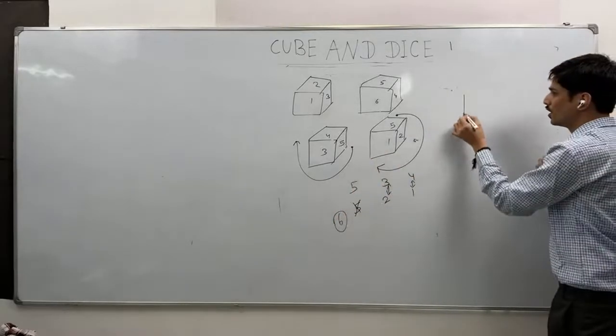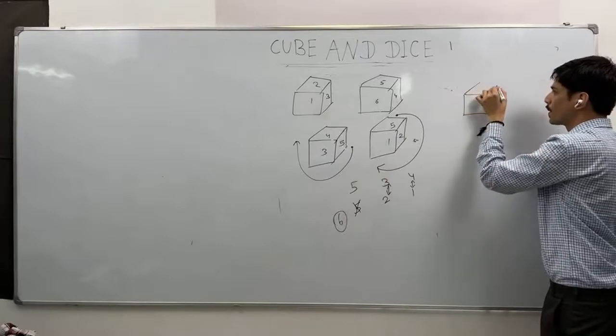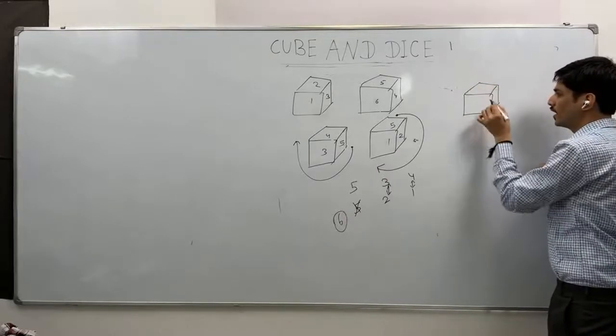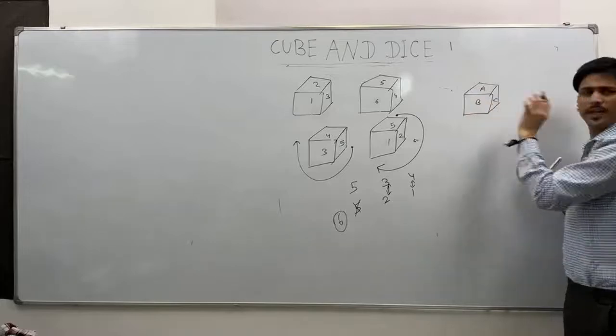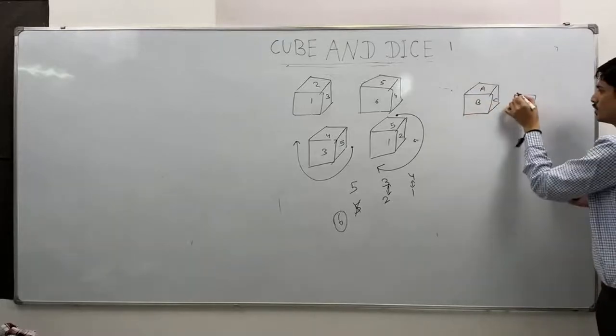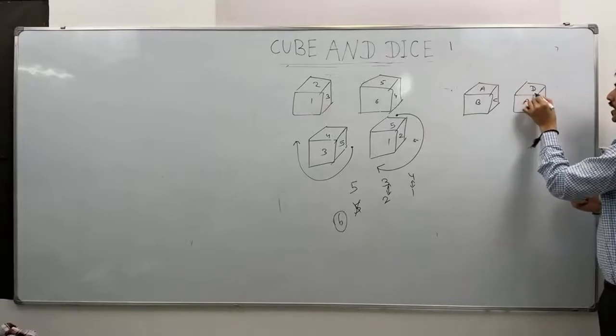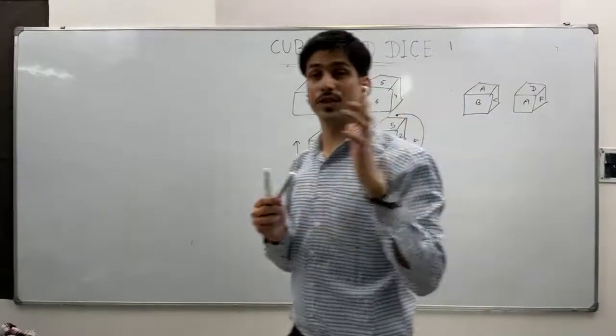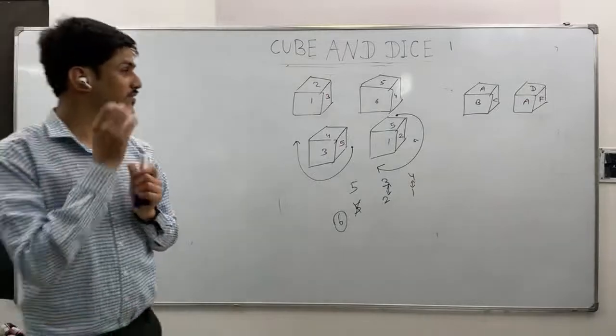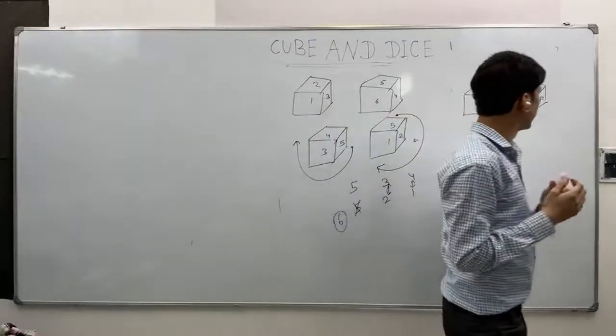So I'll give you one more question. You try to solve. First of all, let's say I have A, B, C. Okay. A, B, C is given. Now I'm changing A, D, F. Now you tell me what is the opposite of C? D. Think. Opposite of C.